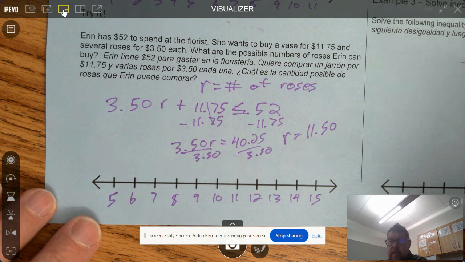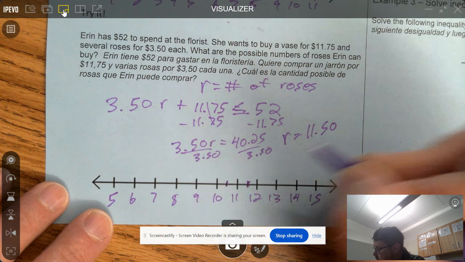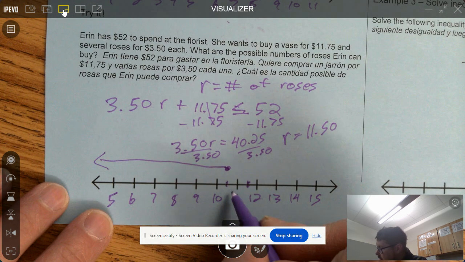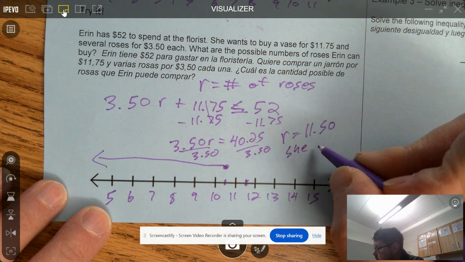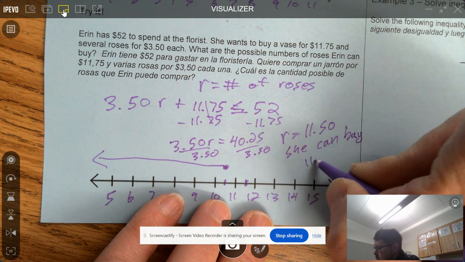And then similarly, right here, we're going to say 1050 is right there, and kind of the same thing. But you can't buy half a rose for that 0.5. So we'll say she can buy 10 roses, and 11 roses. My bad, gosh, buy 11 roses.